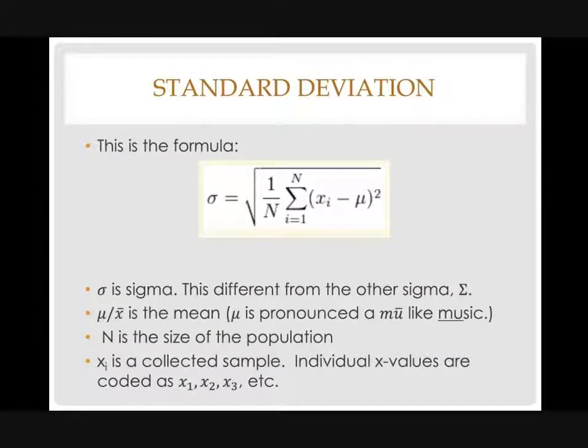Your standard deviation is found by using the following formula, where sigma, that symbol, is what we call sigma. This is different from the other sigma that we use for summations. The next one is mu, or x bar. Mu is pronounced like the mu in music. N represents the size of the population, and xi is a collection sample. Individual x values are coded as x1, x2, x3, etc.